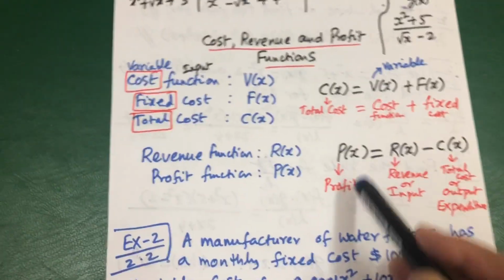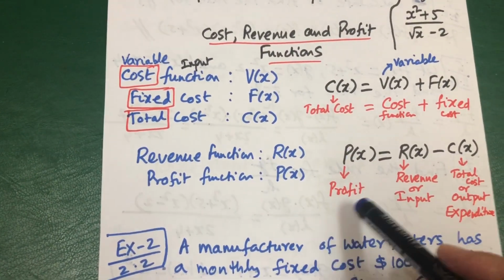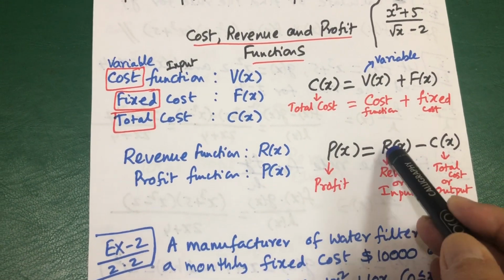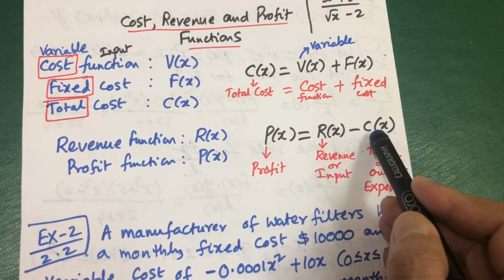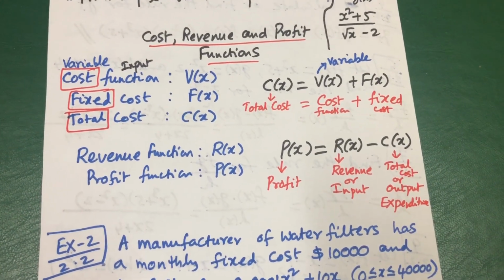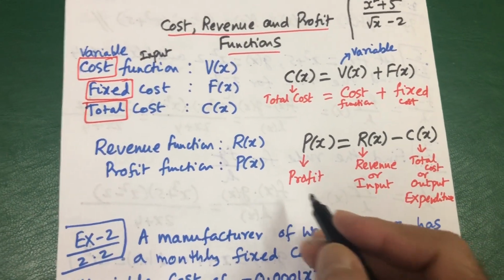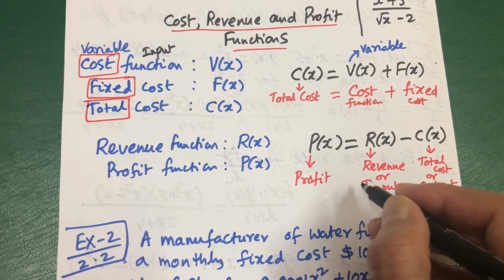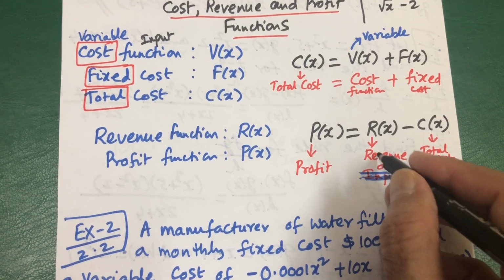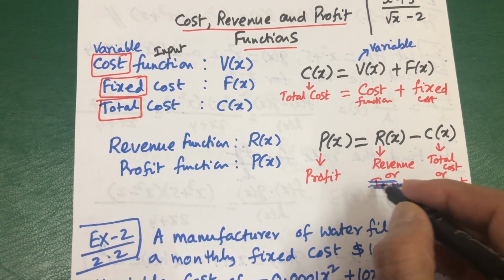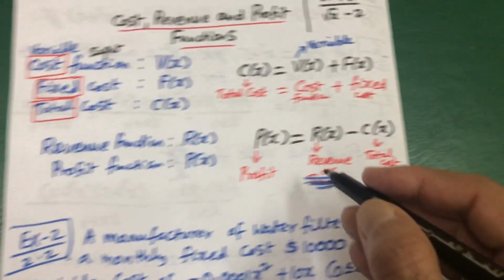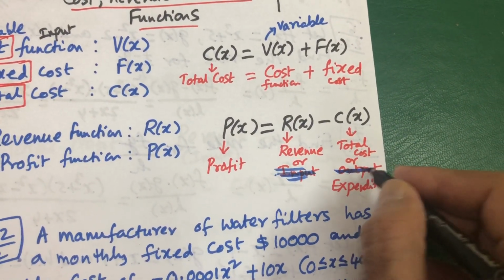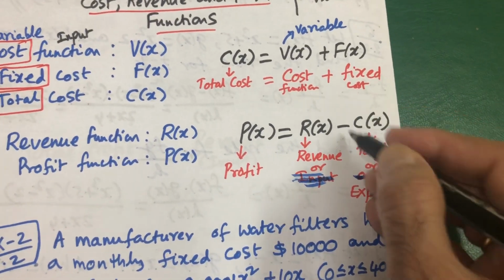Now cost, revenue and profit functions. So here we will have functions. One is profit function, another is revenue function, another is cost function. Profit function means, you know, I don't have to teach you. R(x), the revenue function, means the income that comes to your pocket. The income that comes to your pocket is called revenue. Revenue means the money. C(x) means the total cost function, which is the expenditure you incur for doing a business.